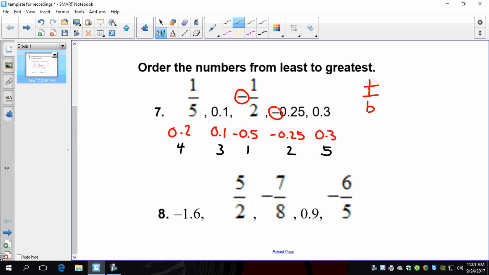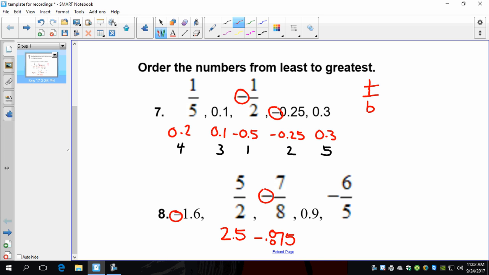Then we have number 8, which is right next to number 7. Same thing. We want to take our fractions and do top divided by bottom. So if I'm looking at 5 over 2, if I do top divided by bottom, that's just another way of saying 2.5. If I have negative 7/8, some kids might know if you divide 7 by 8, you get 0.875. And that would be negative because of our negative signs.